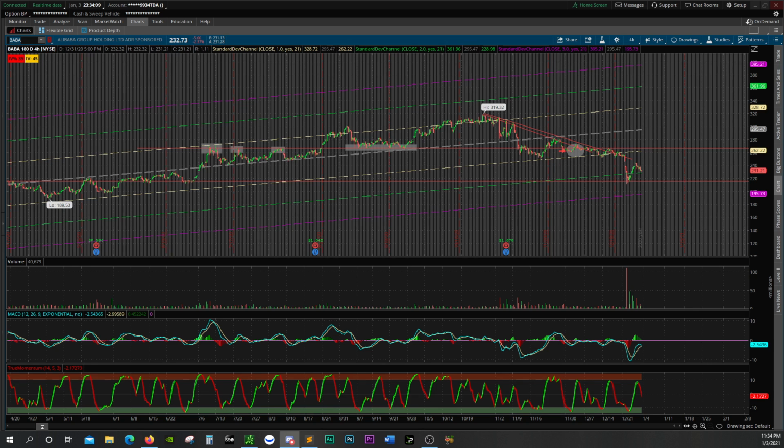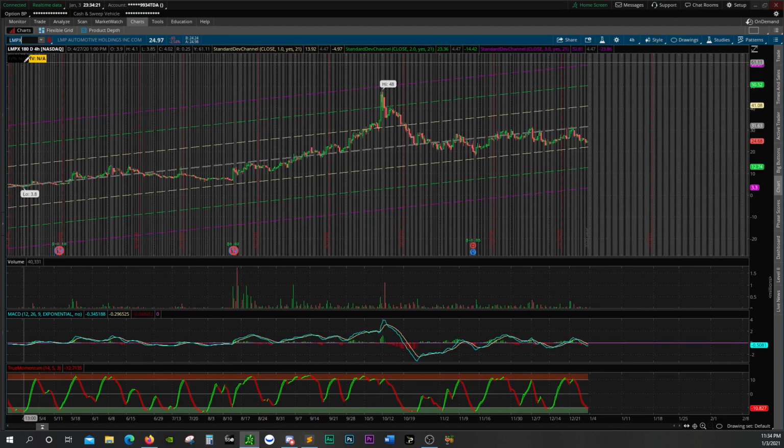What's up, Hosta? What do you think about LMPX? It's LMPX. It's a vehicle company. I think it'll drop a little bit more, maybe down to $20 or so. It's kind of kangarooing between 30 and 37, and 22 and 35. I don't know. That's about all I can say. I don't know too much about this company. I've never heard of them.